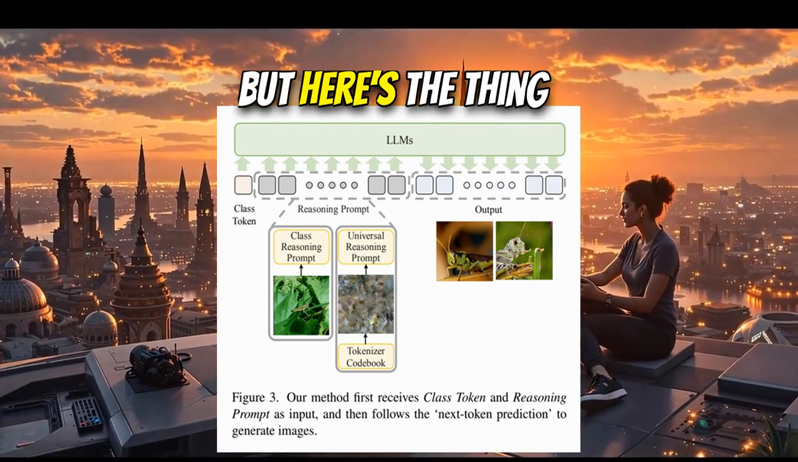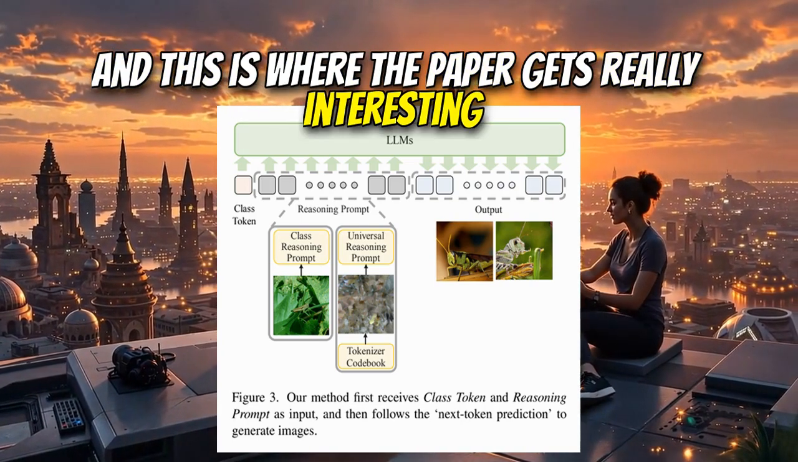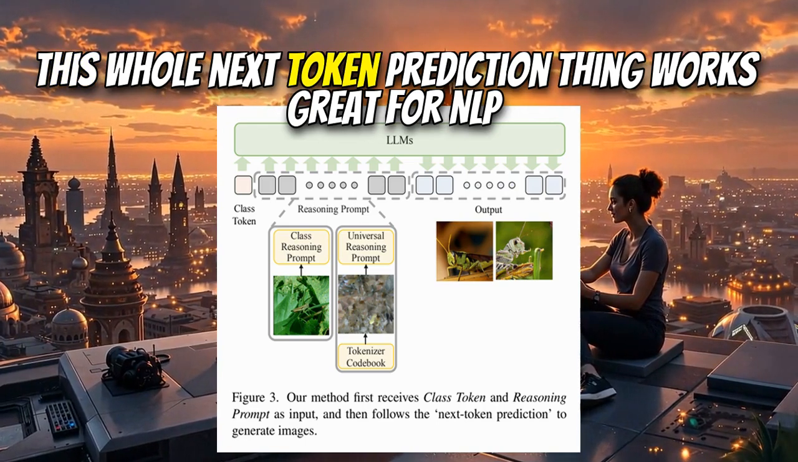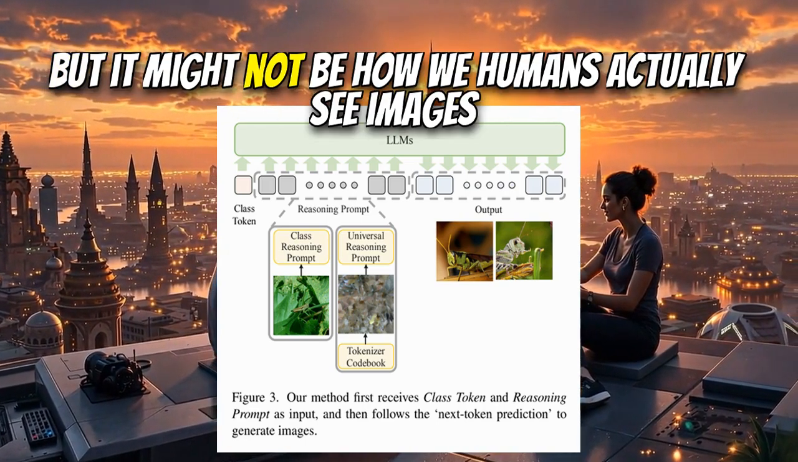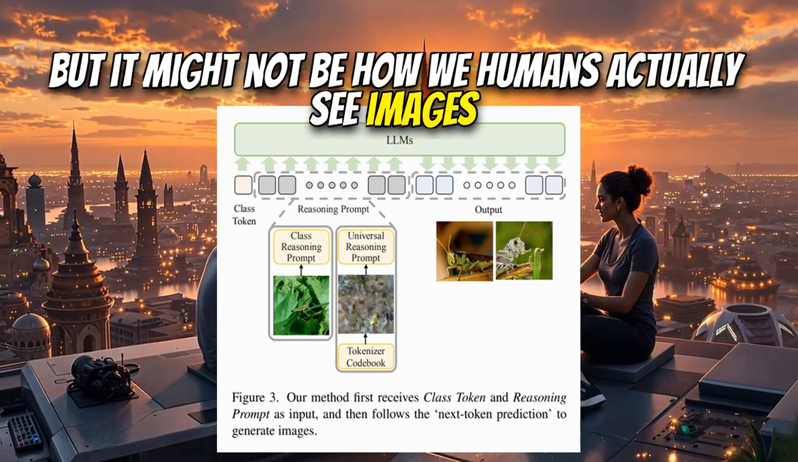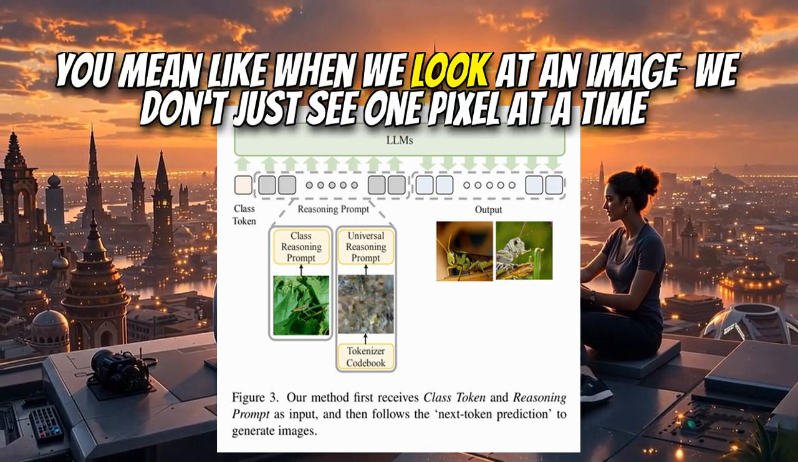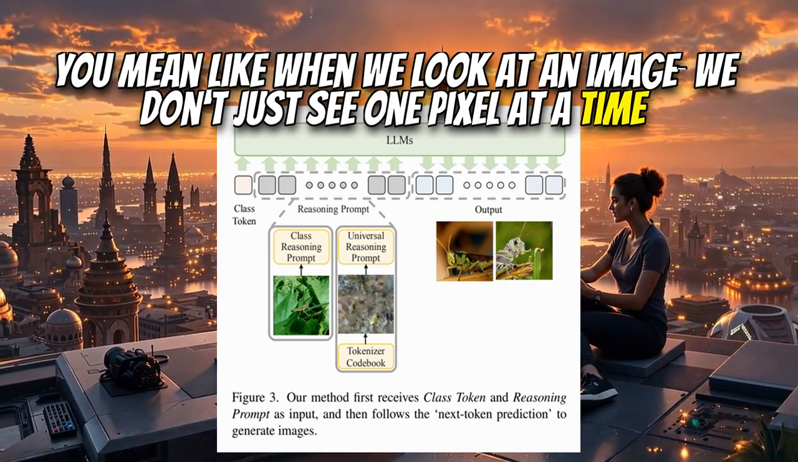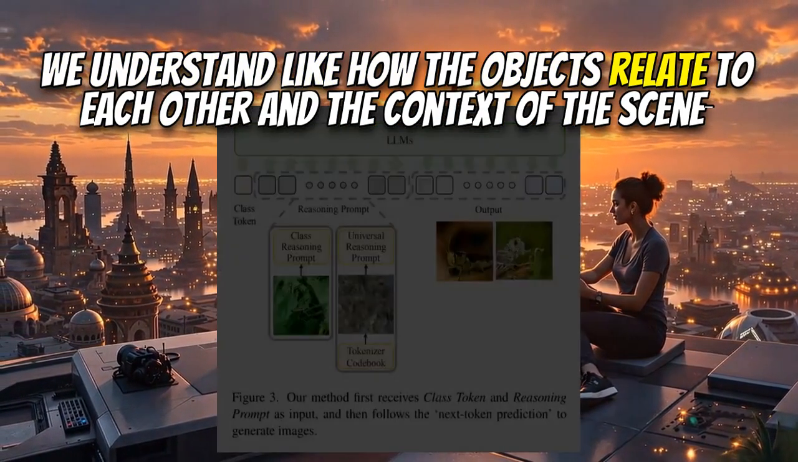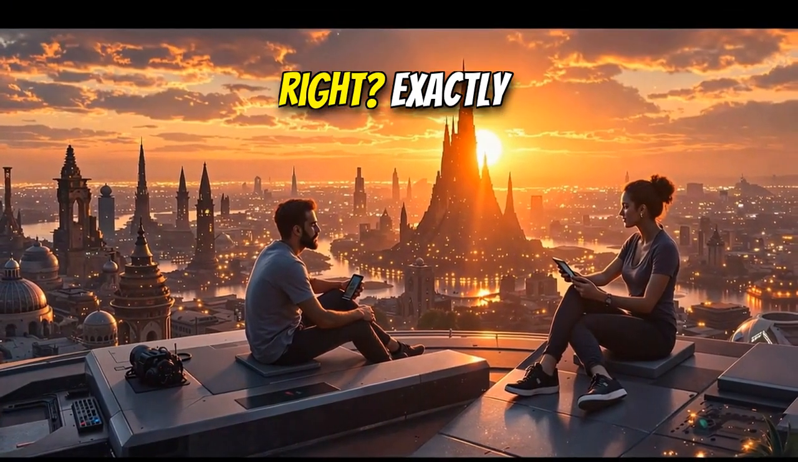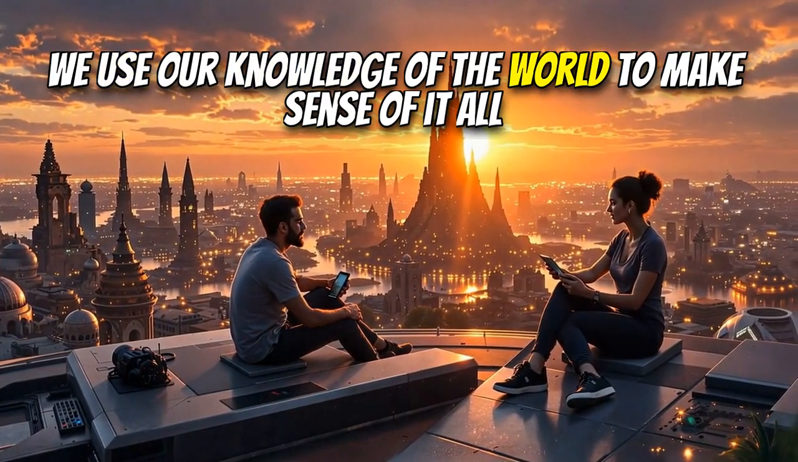Okay, I get it. But here's the thing, and this is where the paper gets really interesting. Okay, tell me. This whole next token prediction thing works great for NLP, but it might not be how we humans actually see images. You mean when we look at an image, we don't just see one pixel at a time? No, we see the whole thing. We understand how the objects relate to each other. And the context of the scene, right? Exactly. We use our knowledge of the world to make sense of it all.